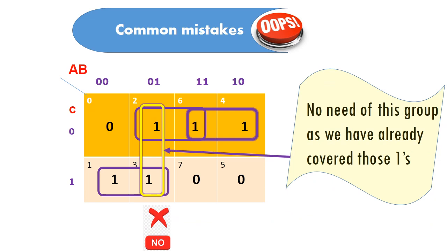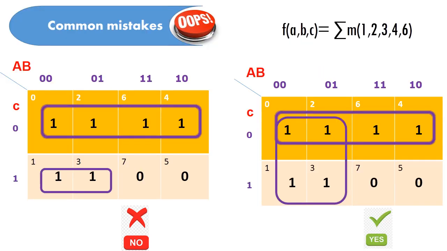Here we can see some of the common mistakes. In this case, there is no need for this group as we have already covered all the ones. The rule says the grouping should be as large as possible. In the first K-map, we will not get an optimized output as this is not following that rule.